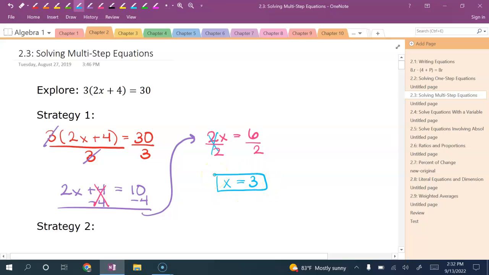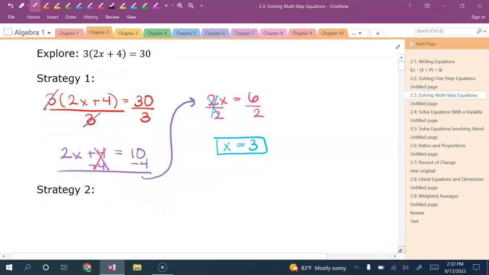Now, the other method would be instead of dividing by that 3 right away, some of you may have wanted to distribute. Because you see those parentheses, and we've talked about in the past how usually that means multiplication by using the distributive property. So if you distribute, first instead it would say 6x plus 12 equals 30.